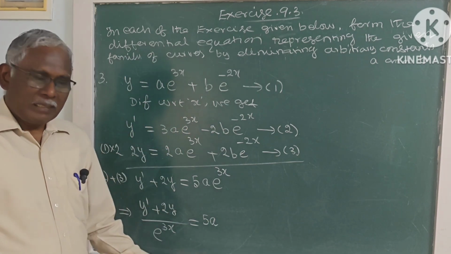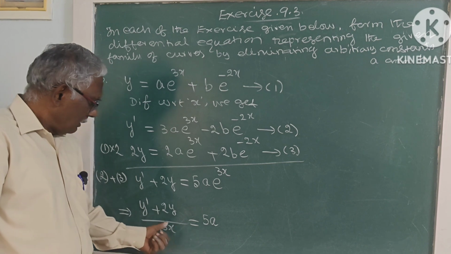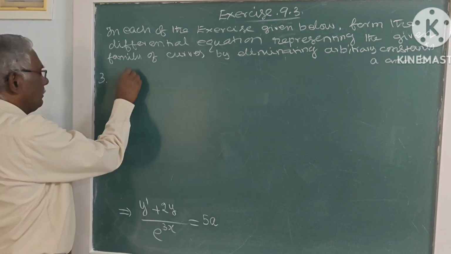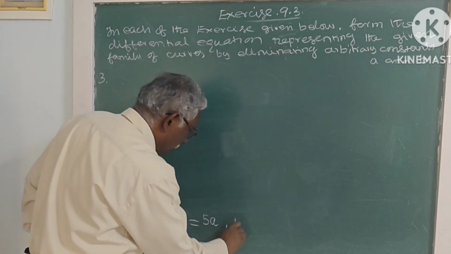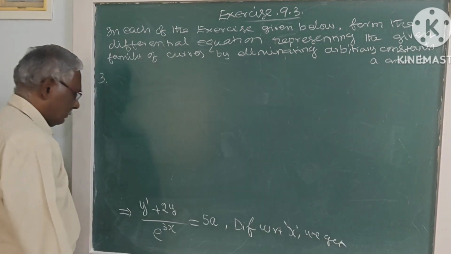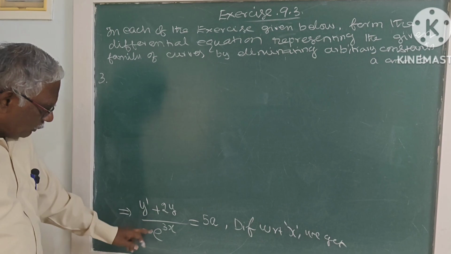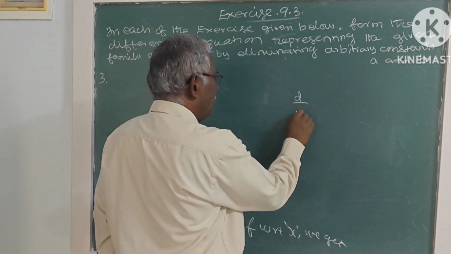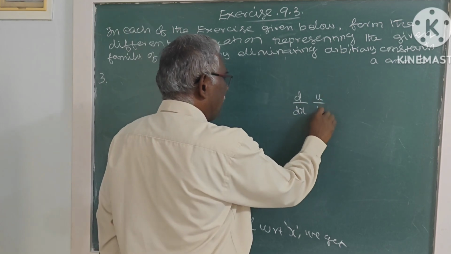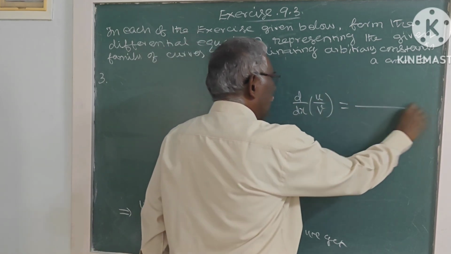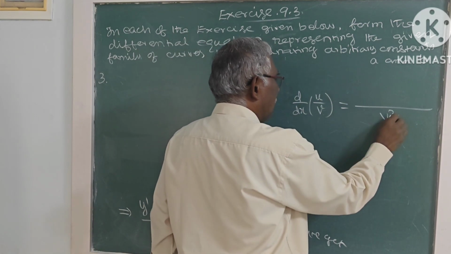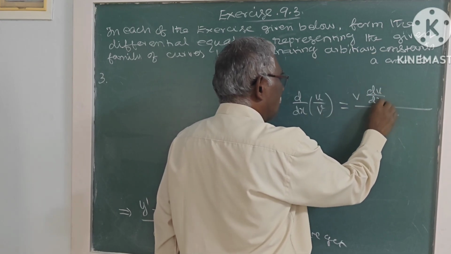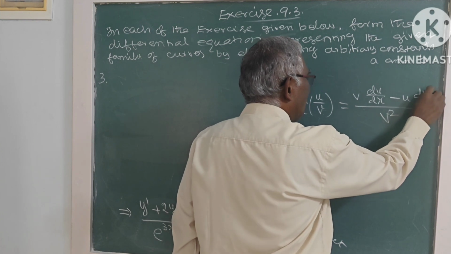When you differentiate with respect to x, the right hand side becomes 0 and left hand side is in the form of u by v. So we know d by dx of u by v is equal to the denominator v square will come, then v into du by dx minus u into dv by dx.